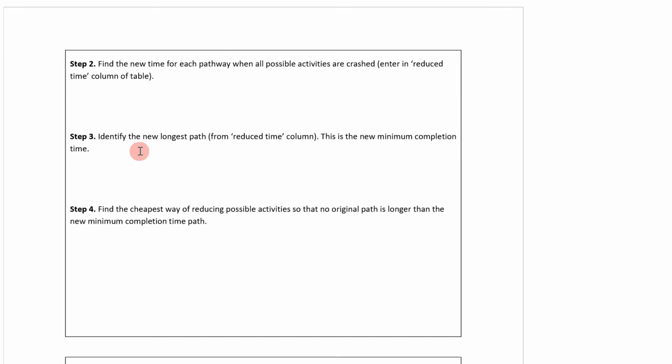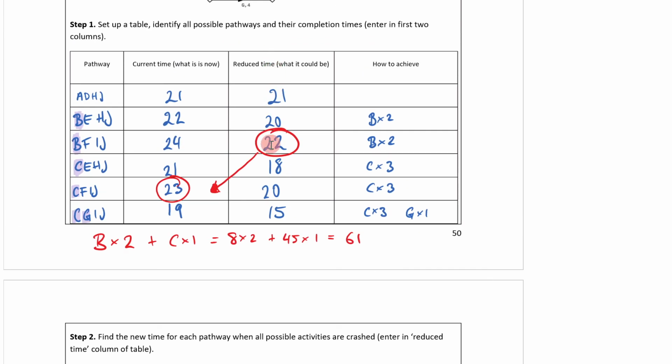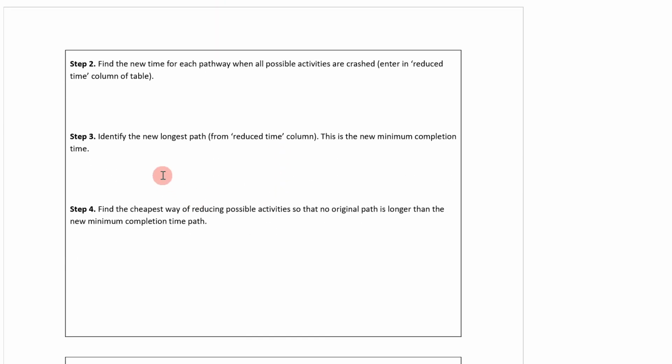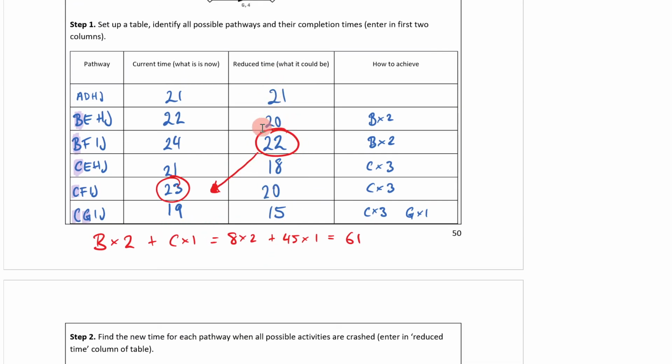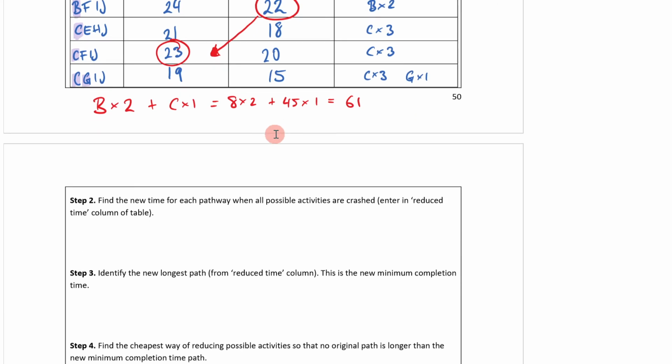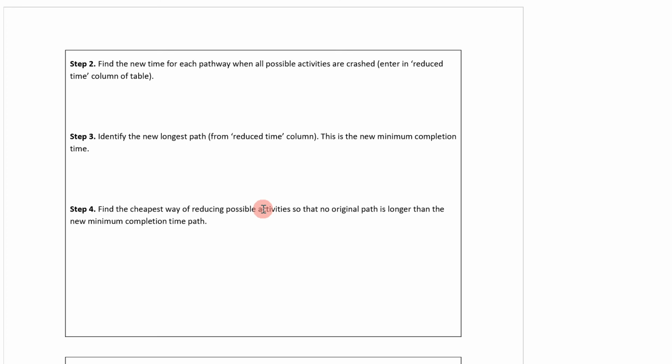Let's just read through the steps here. We don't have to write anything down. Step 2 is find the new time for each pathway when all possible activities are crashed. Enter in the reduced time column for the table. So that is simply going through the steps. Our second step was writing all these down. Our third step was identify the new longest path. From the reduced time column, this is the new minimum completion time. So notice that we wrote them all down, then we figured out our new minimum completion time. Then it said, find the cheapest way of reducing possible activities so that no original path is longer than the new completion time path.